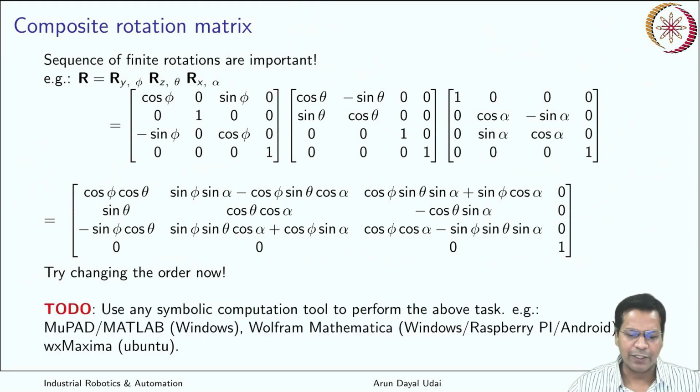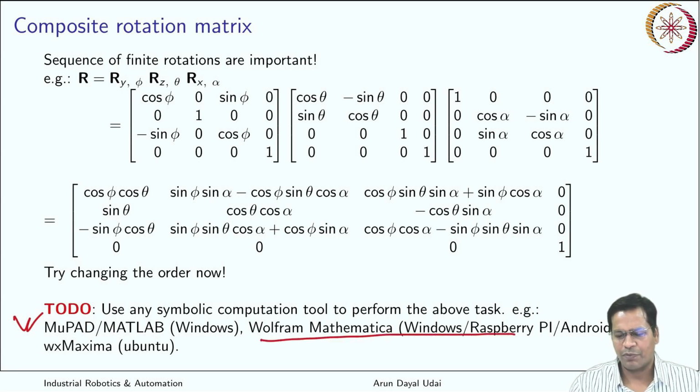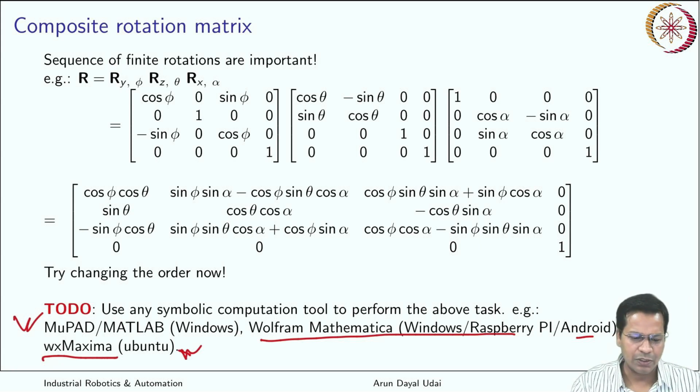Okay, you can try doing that using the various tools that I have listed here. This can be done using any symbolic computation tool. You can use MuPAD in MATLAB if your university has it, or Mathematica, which is free with Raspberry Pi. Initially it used to come even on Androids. wxMaxima is freeware. It can run on Ubuntu, on Windows, and on Mac also. So this is free. You can use any of these tools to do symbolic computation.